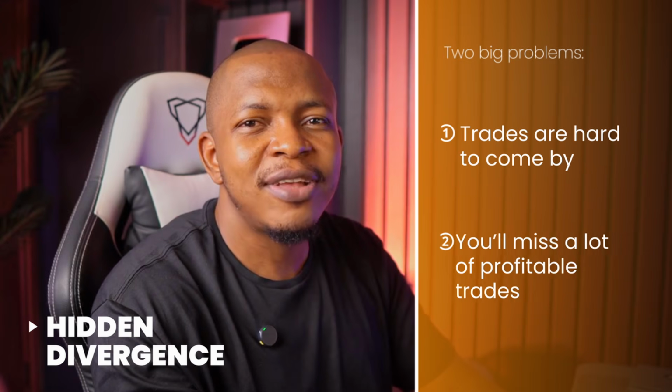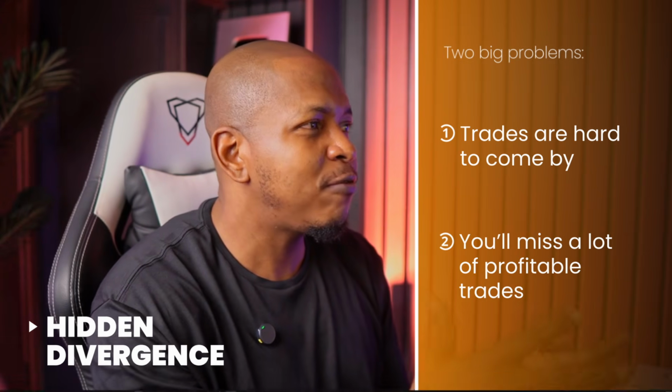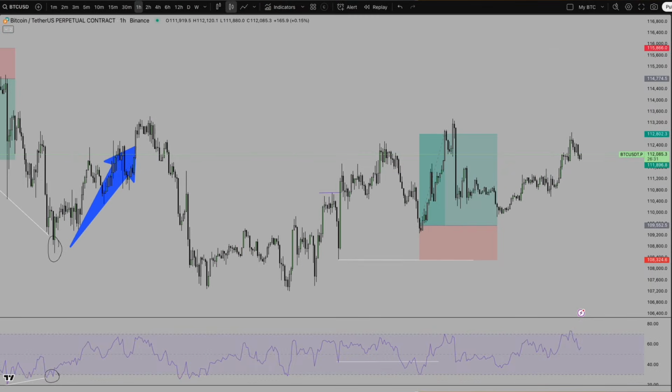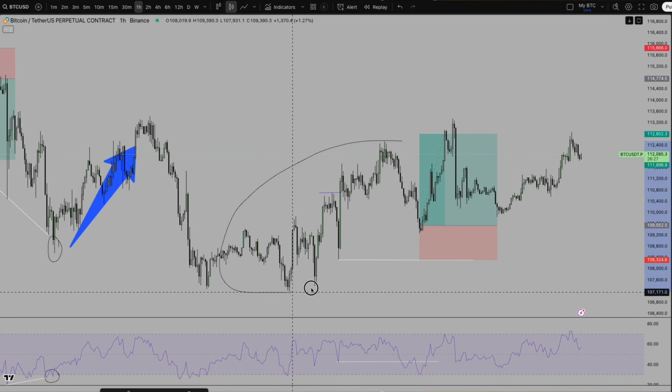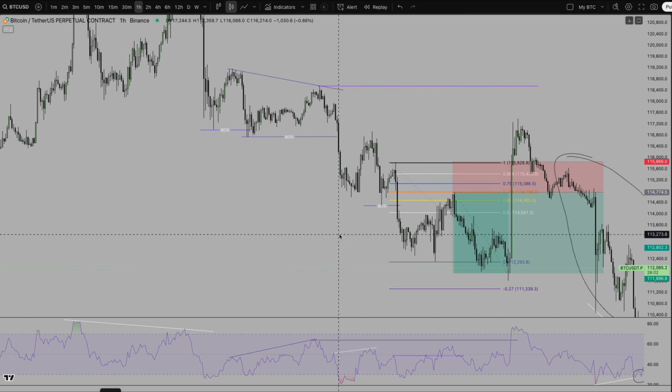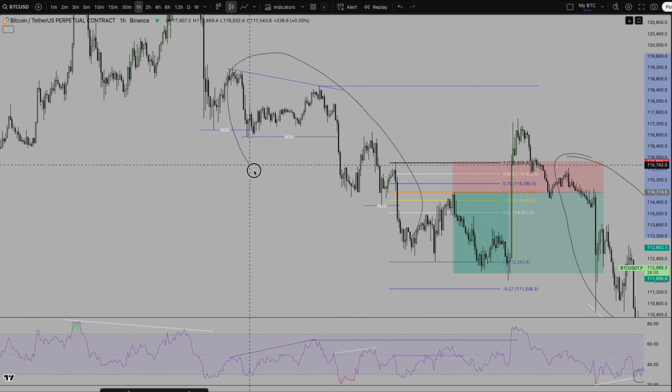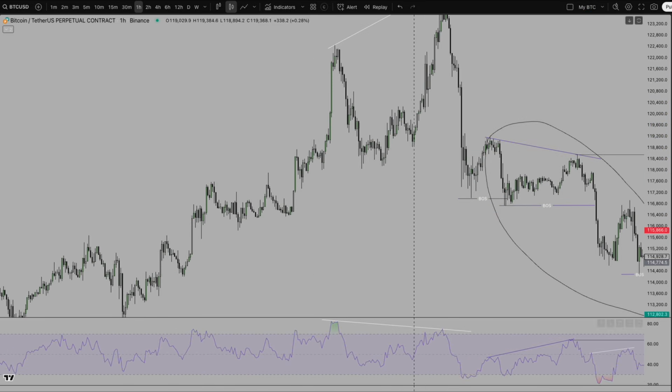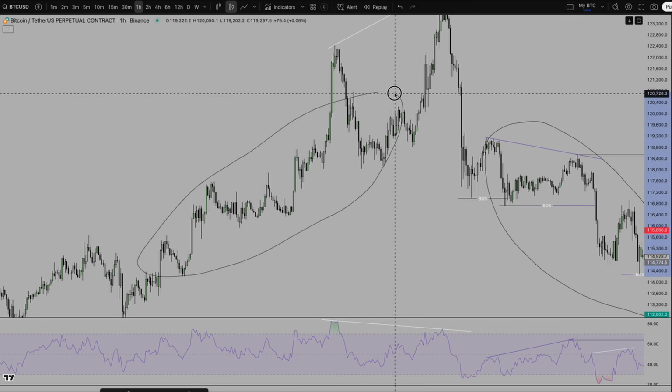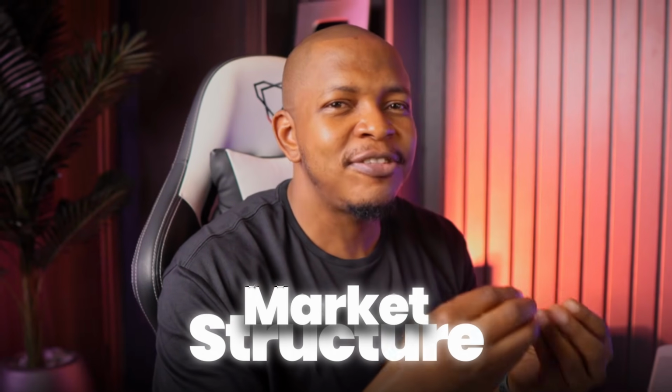Now, the second one is that you're going to miss a lot of trades while waiting for it, because if you are just using market structure, there are lots and loads of trades to take here. For example, we can also take multiple trades here that the divergence didn't show, as well as also take multiple trades here. So far as the market is trending, we can see a lot of trades to take, but the divergence, hidden divergence, is not going to show this. What is going to show it is market structure. Market structure is the real foundation.